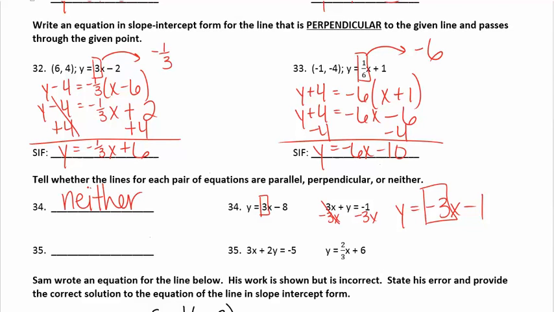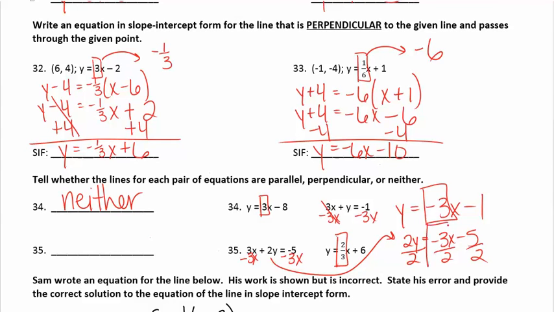On 35, I'm not going to have a lot of room to do all the work here, but if you subtract 3x, and let's move it over to here, you get 2y equals negative 3x minus 5. Now divide by 2, and you can probably stop here because now we're comparing 2/3 and negative 3/2. Those are opposites and they're reciprocals, so this is perpendicular.